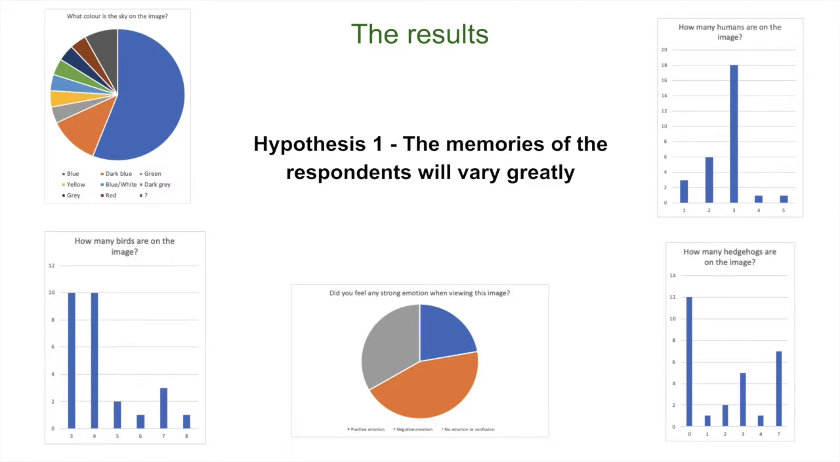Even to add to that, some responses were completely unique to each individual. For instance, for the color of the sky, colors such as green, red, grey, yellow, dark grey were all mentioned by only one individual. So there was a lot of variety in all the responses.